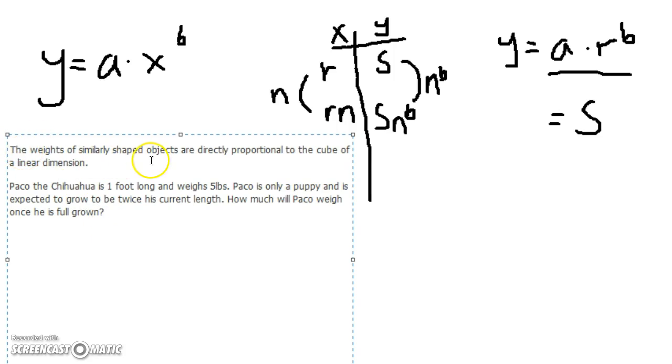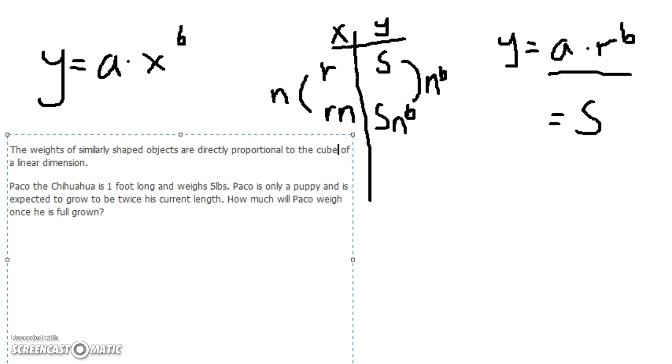The weights of similarly shaped objects are directly proportional to the cube of a linear dimension. And the word problem is: Paco the Chihuahua is 1 foot long and weighs 5 pounds. Paco is only a puppy and is expected to grow to be twice his current length. How much will Paco weigh when he's full grown?